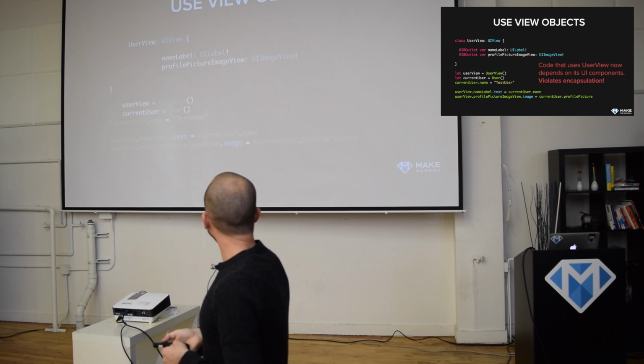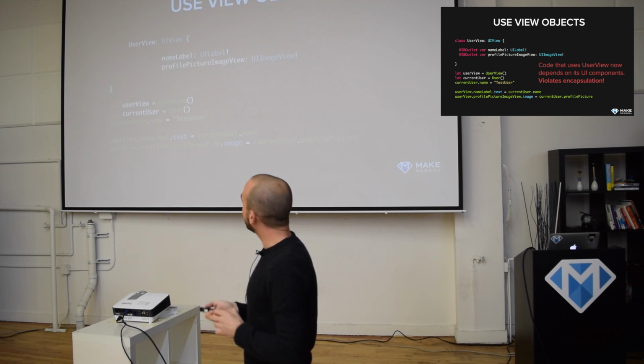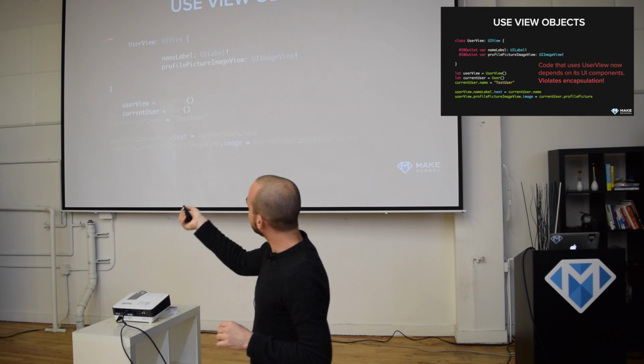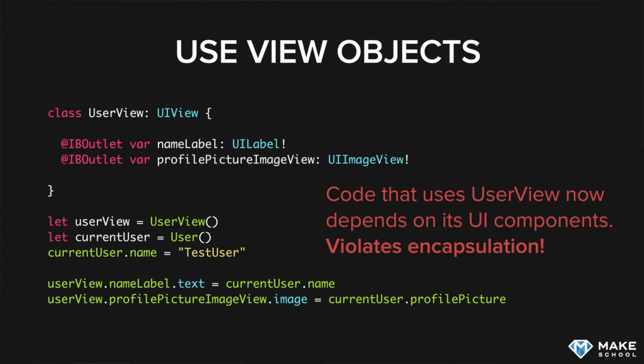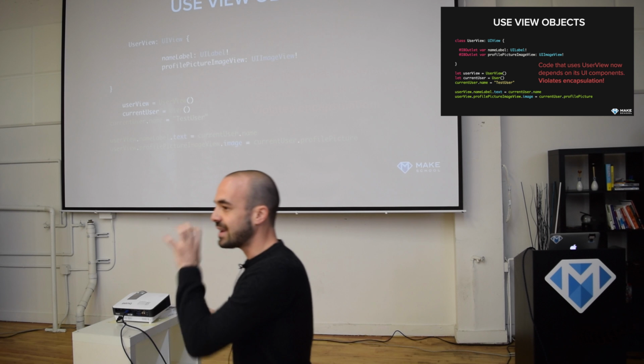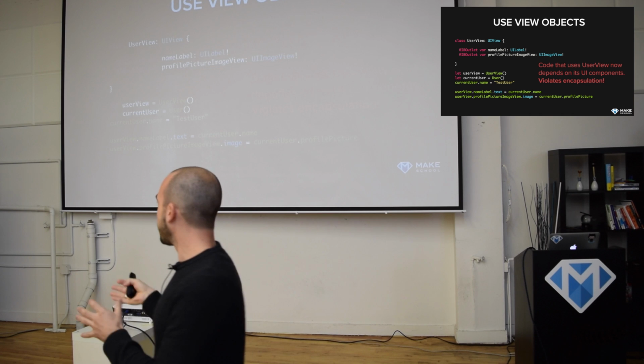The counterexample of doing it in a not as nice way is the user view actually just exposes the properties as, for example, the label and the image view. And the piece of code that configures this view knows about the label and knows about the image view and sets it directly. So this is the negative example. This is how you don't want to do it.